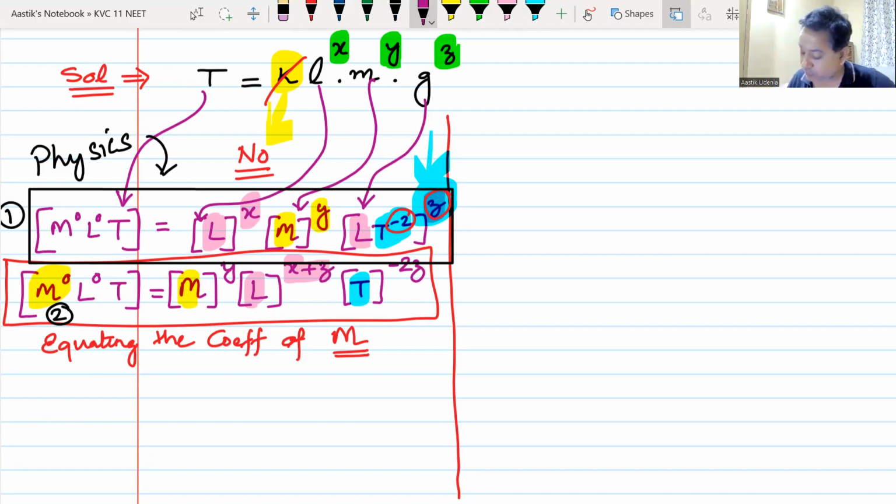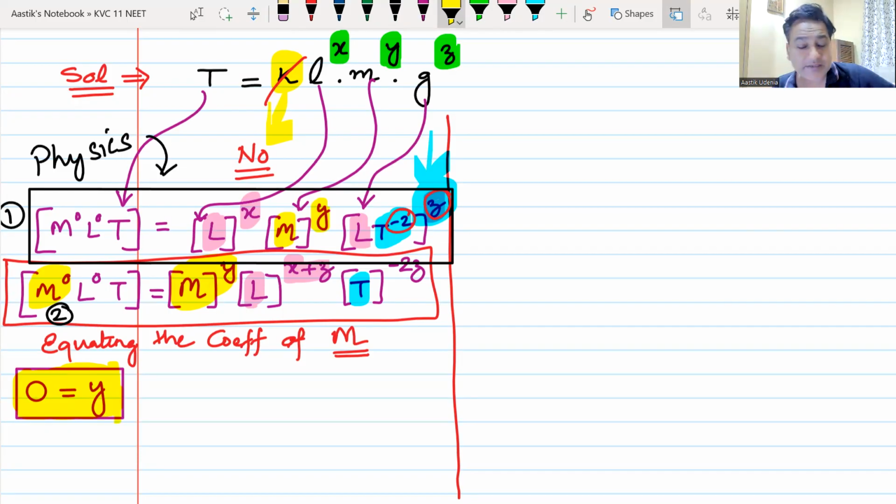0. Okay, that is great. 0 is the coefficient of m on the left hand side. What is the coefficient of m on the right hand side? y. That's it. 0 equals y. So I straight away get the value of y. y is simply 0. Do we understand this? Yes or no? Yes, sir. Well done. Then I will move on to the next step.